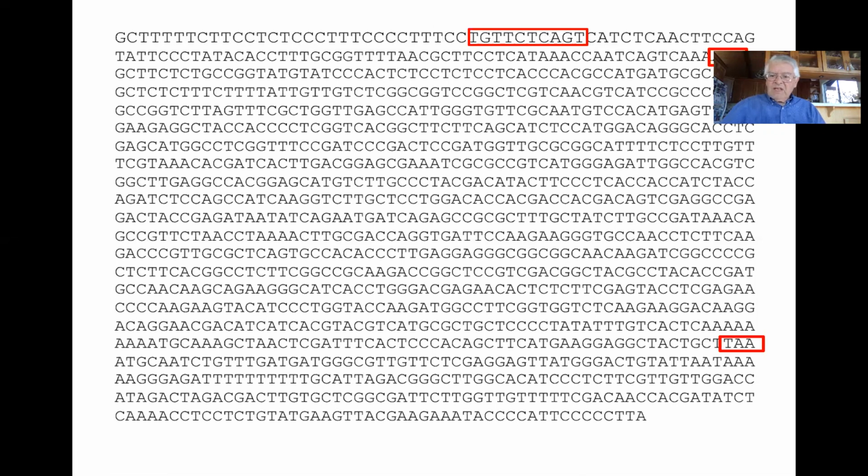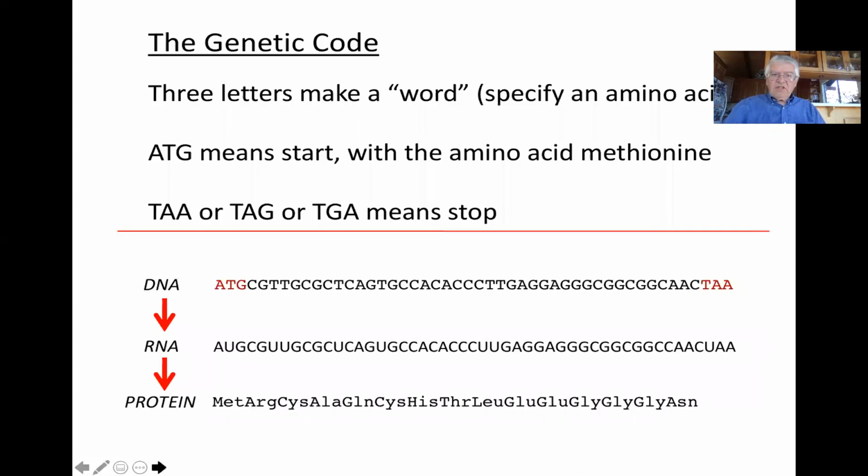Okay. Now, the genetic code we talked about briefly, 3 letters make a word, where a word is to specify an amino acid. So we have the example of ATG means start, and ATG also means methionine. You're going to make a protein at this spot, add a methionine. And then there are 3 different 3-letter words that signify stop.